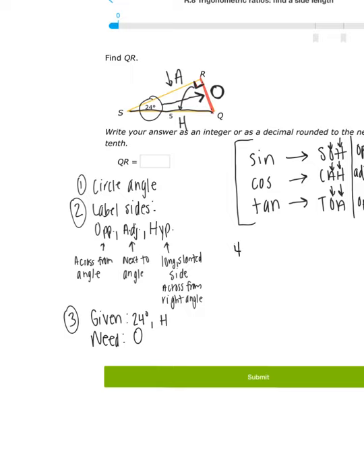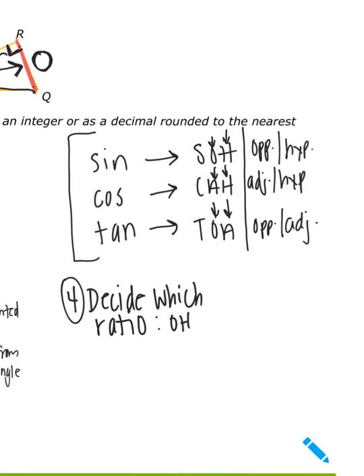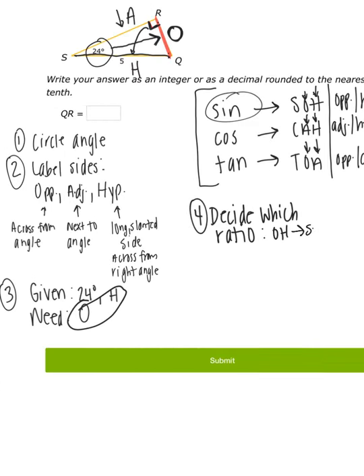And then step 4, I need to decide which ratio I need to use. That's either sine, cosine, or tangent. Well, which ratio relates O and H? We want to relate what we're given and what we need. So I'm deciding which ratio has opposite and hypotenuse in it. I'm going to look up here at my little guide. The one that has opposite and hypotenuse is sine. So I know I'm going to have to use sine. Then I just need to set up my equation.